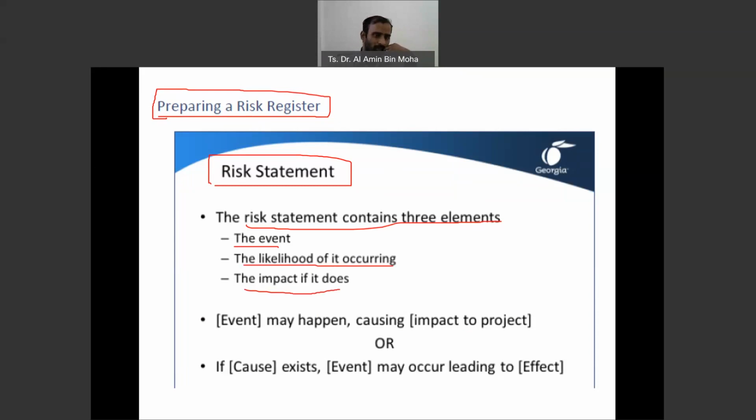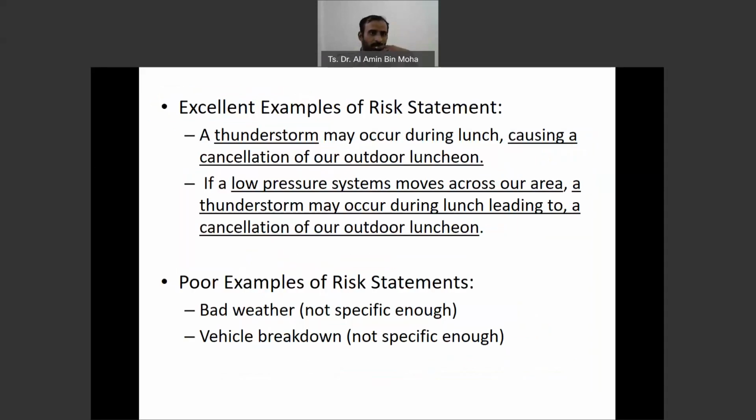Okay, so usually it can be in a statement form like this. Event, what are the events that may happen causing one? Or if this happens, this is the result, and you're going to have this impact. You're going to see the example. Let's say this is the example of the risk statement. A thunderstorm, so this is the event, might occur during lunch. So what's the impact? Causing a cancellation of our outdoor luncheon session, right?